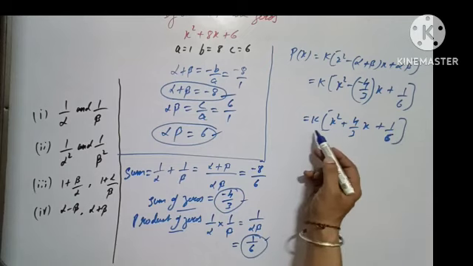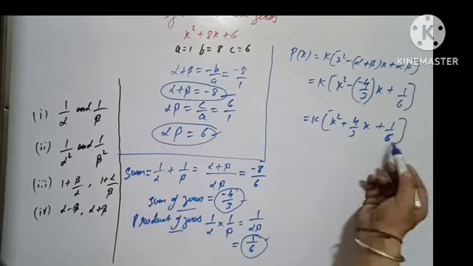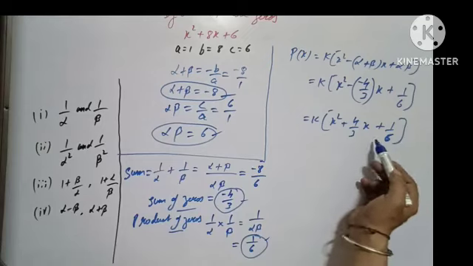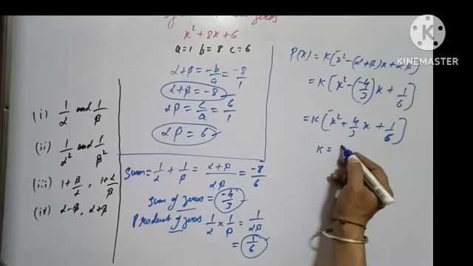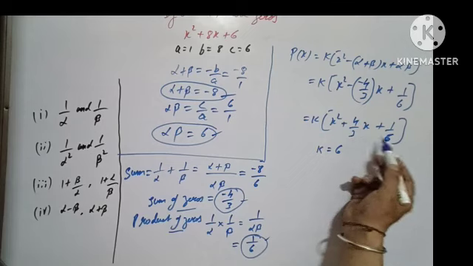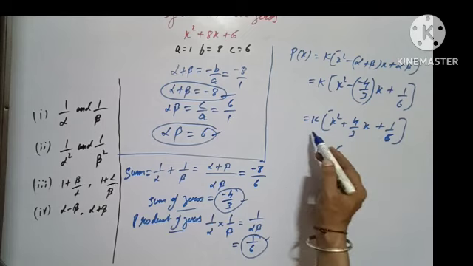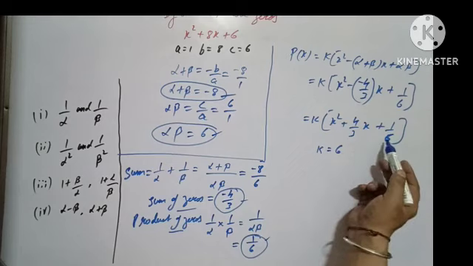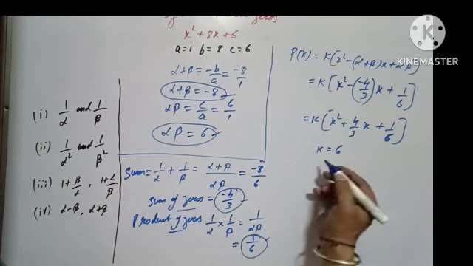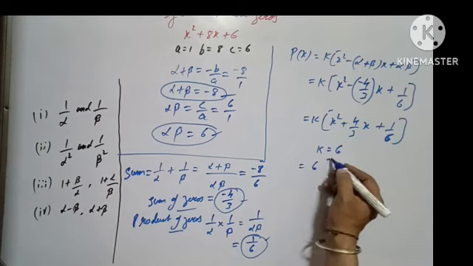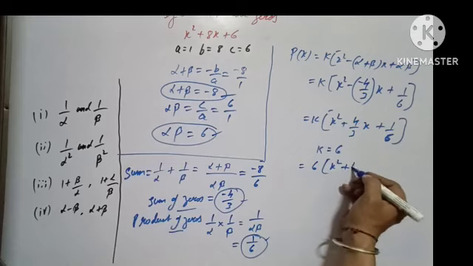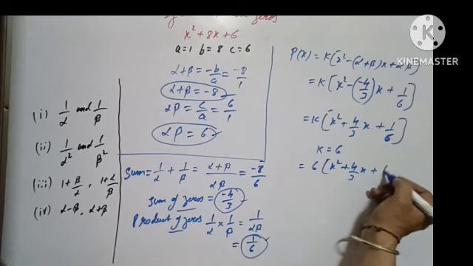Now we shall give the value of k as a multiple of 6, such that the denominator can be eliminated, can be removed. So take the value of k in such a way that it is the LCM of the denominators. Okay, so 6 into x square plus 4 by 3x plus 1 by 6.